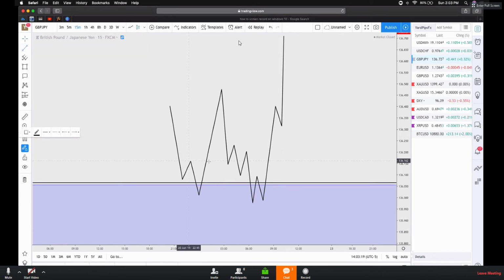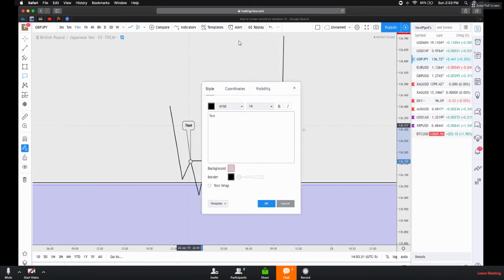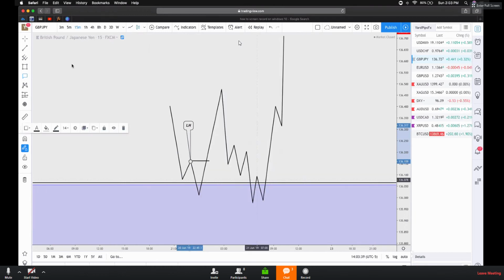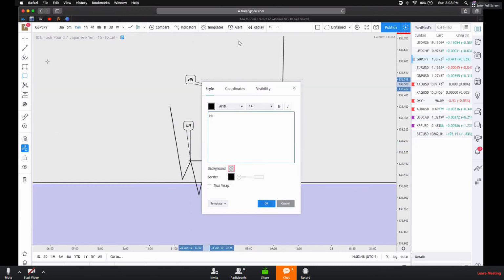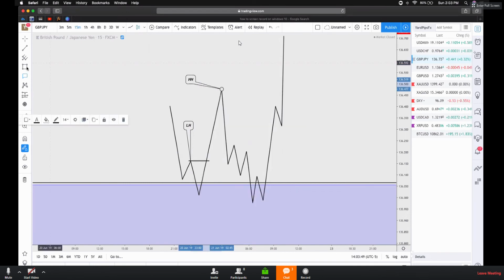But we know that this was made in the downtrend. So this was our lower high. Right? Cool. This is lower high. Right? Lower high was broken. Higher high was made. All of these things here.